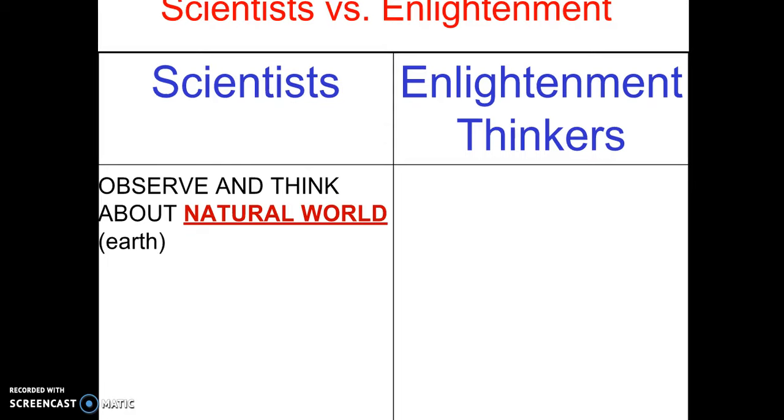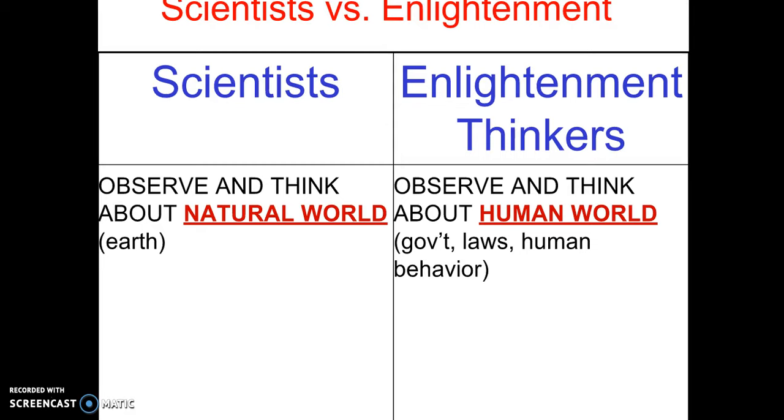Again, we're working on the back side of our notes sheet. Enlightenment thinkers, the people we're going to be talking about here, these Age of Reason thinkers, they do something a little different. They observe and think not about the natural world, not about Earth, not about rocks, not about astronomy. They actually think about the human world. Jot that down. Observe and think about the human world. What's the human world? Government, laws, human behavior. That's what they look at. If you need to pause to get this down, go ahead and do that now because I'm moving on to the next slide.